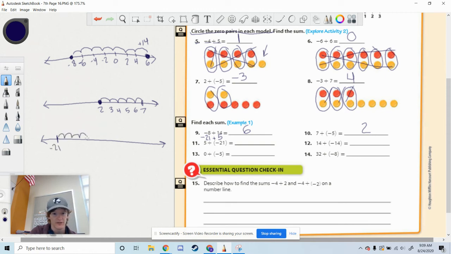1, 2, 3, 4, and 5, which is going to be negative 21, negative 20, negative 19, negative 18, negative 17, ending at negative 16.